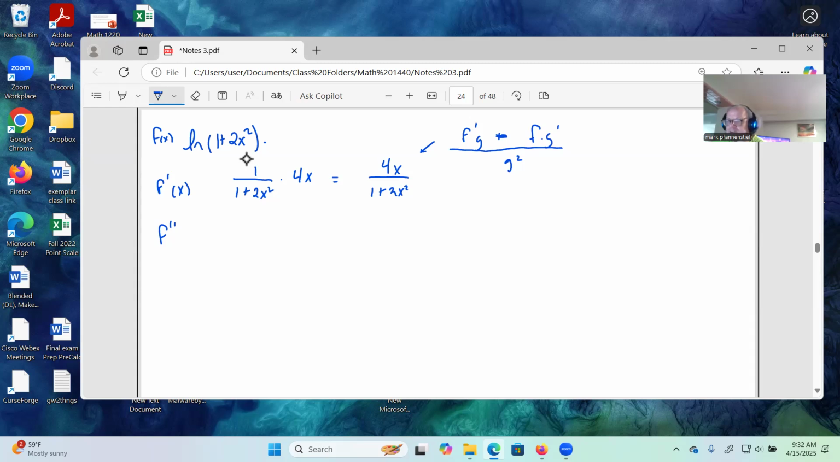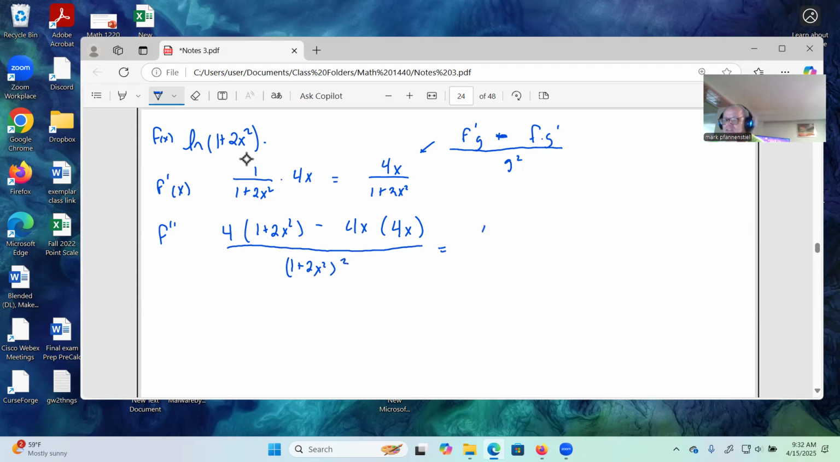So the derivative of the first, that's not going to be too bad. That's 4 times the second, 1 plus 2x squared, minus the first, which is 4x, and then we have to take the derivative of the second. So that's going to be 4x. There's a reason why I left it as a quotient rule, so that I wouldn't have to go through a lot of extra exponents. So the bottom is just going to be 1 plus 2x squared.